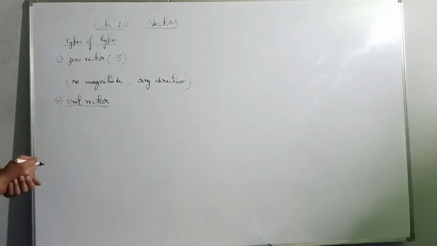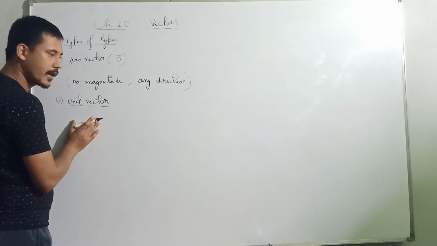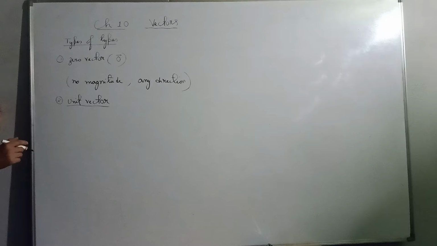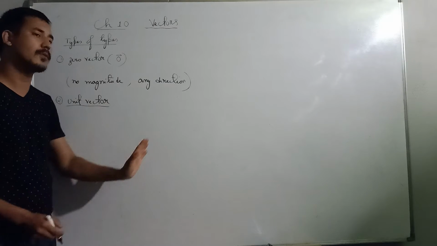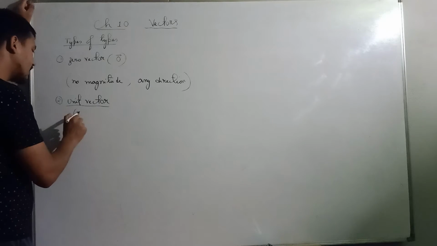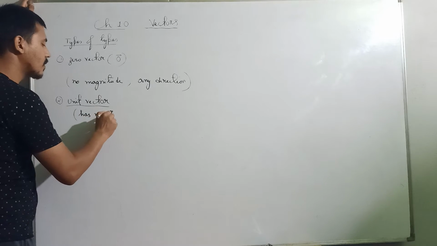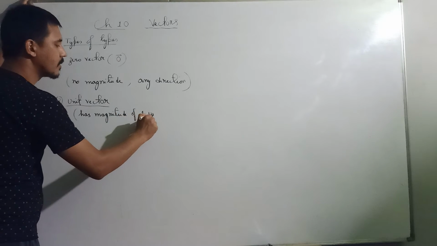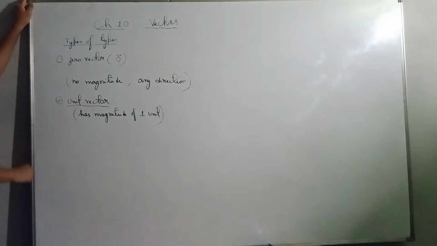So a unit vector is a vector of magnitude 1, and we use this unit vector to specify the direction. Unit vector means it has a magnitude of 1 unit.